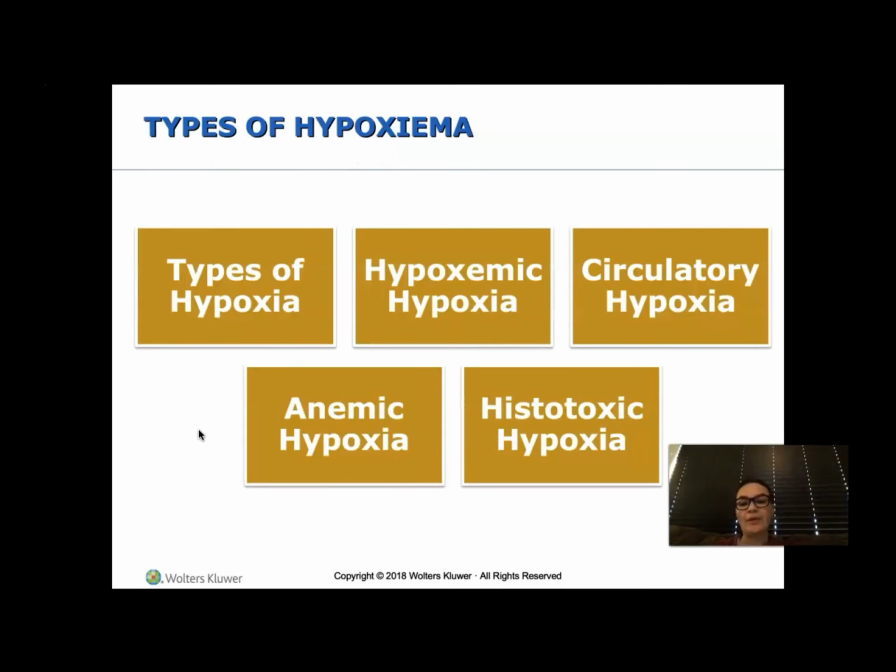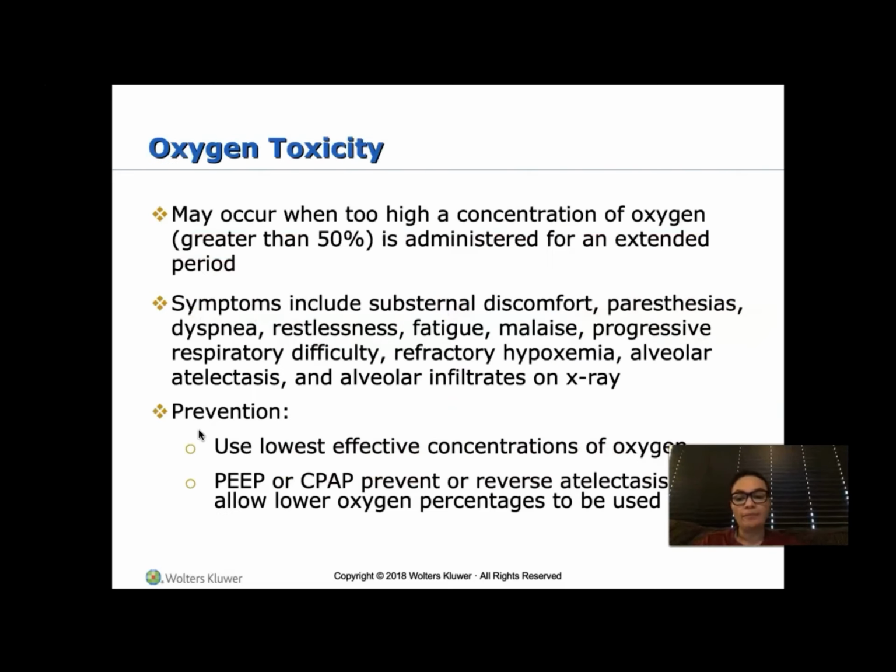So types of hypoxemia. Each one is a little different. So circulatory, stagnant, anemic, it's just the different cause. Like for anemic, it's the blood loss. We don't have enough blood going through our system to move the oxygen through for our tissue. Okay? Hypoxic, again, we're not able to intake and absorb the oxygen coming in. This could be a respiratory issue.